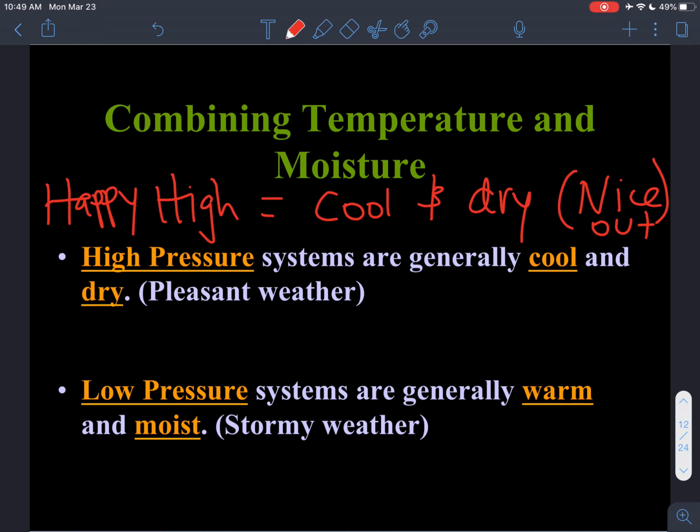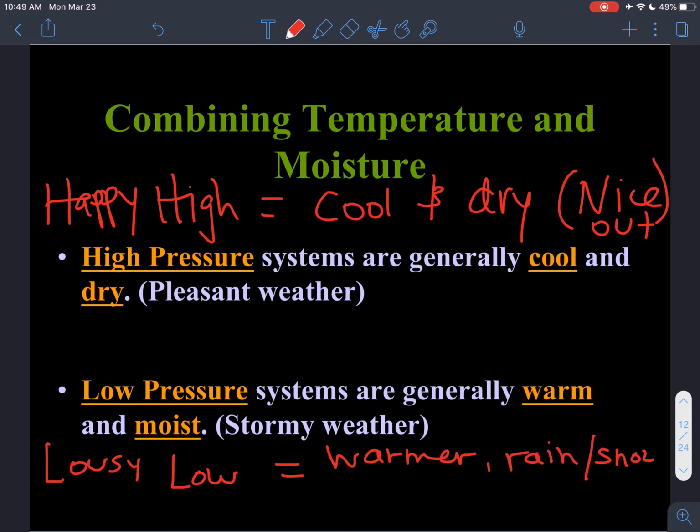On the other hand, when you have low pressure, usually it's going to get warm and humid, and that leads to stormy weather. So the saying for that is lousy low equals warmer, comma, rain or snow. All right, so that means it's going to be nasty weather.